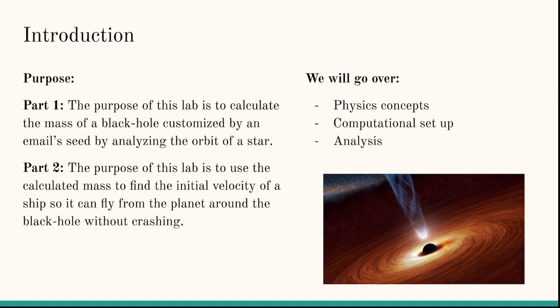The purpose of the first part of this lab is to calculate the mass of a black hole that's customized by an email seed by analyzing the orbit of a star. In part 2, we will use this calculated mass to find the initial velocity of a ship so we can fly from the planet around the black hole without crashing. We will go over physics concepts, the computational setups for both of these, and the analysis.